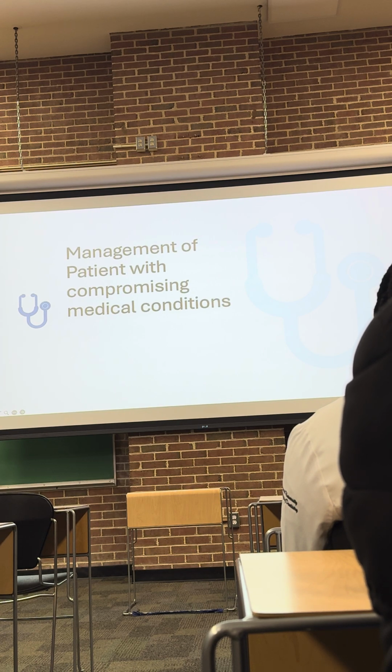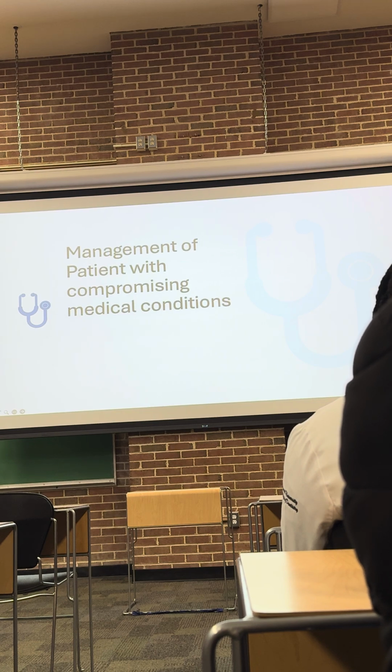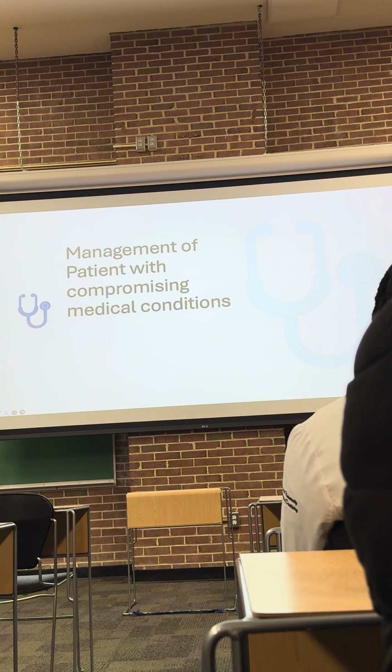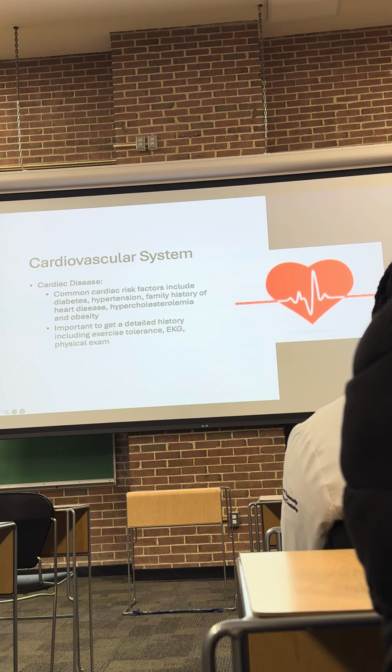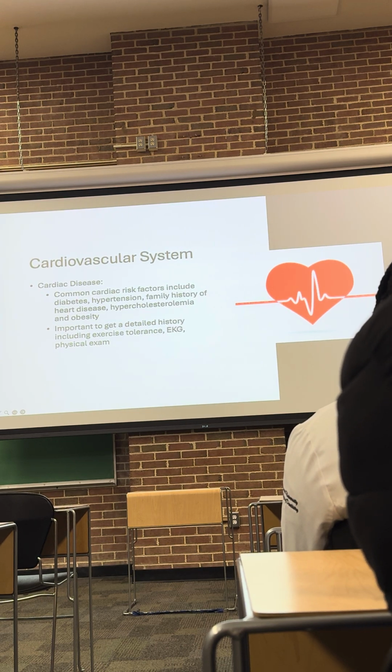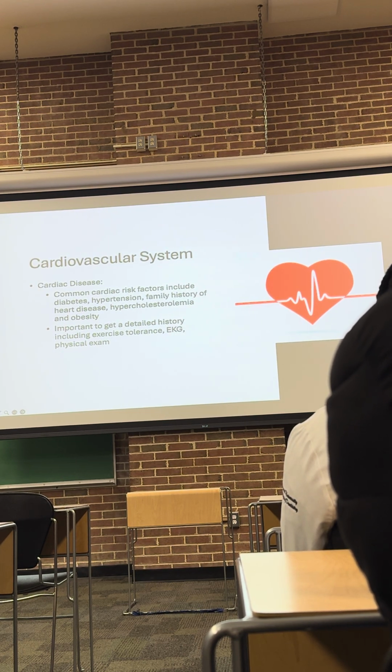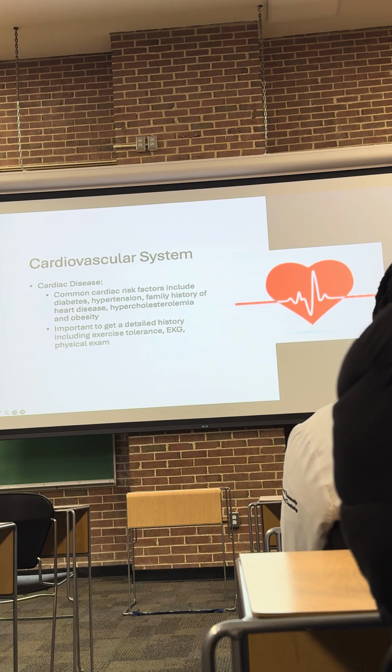Okay, so now we're going to be switching gears and talking about the management of patients with different compromising medical conditions. First, starting with the cardiovascular system, there are so many common risk factors to consider when a patient has a cardiac disease. This could include diabetes, hypertension. These all can predispose a patient to starting to have some type of cardiovascular condition. And so it's very important to get a detailed history.